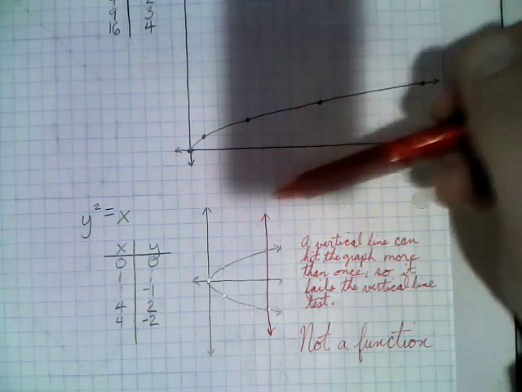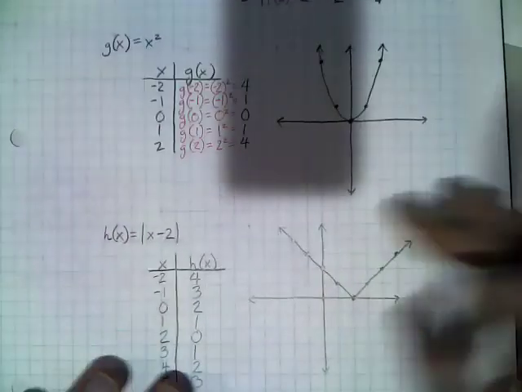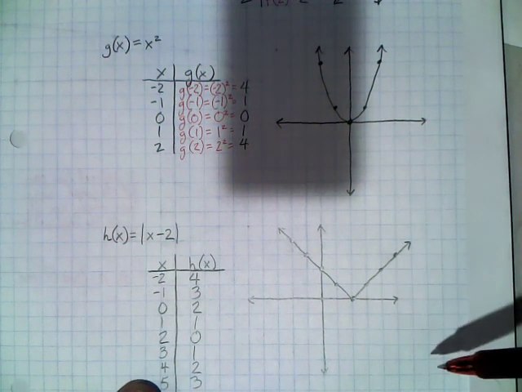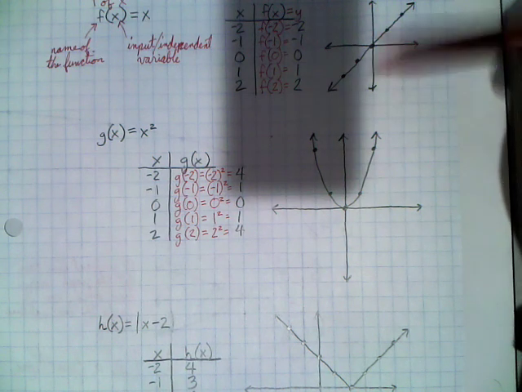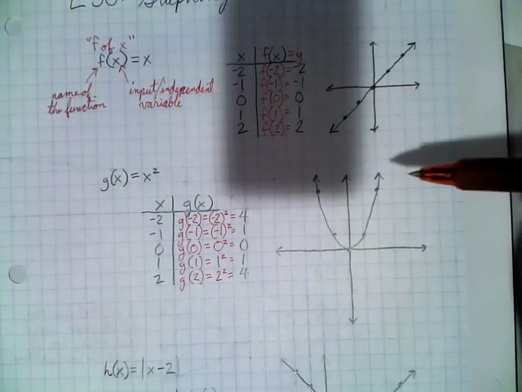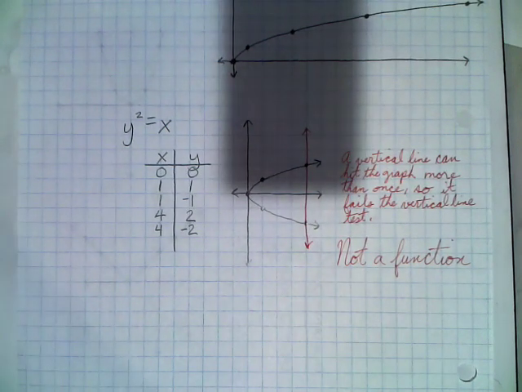We quickly look at our other examples. If you were to send any vertical line through here, is there any spot where it would hit more than once? No. If we look at our h of x, anywhere where it would hit the graph more than once? No. G of x? Nope. F of x? No. All the vertical lines would hit just once or not at all. So this last guy is the only one who fails. And that, ladies and gentlemen, is our lesson.